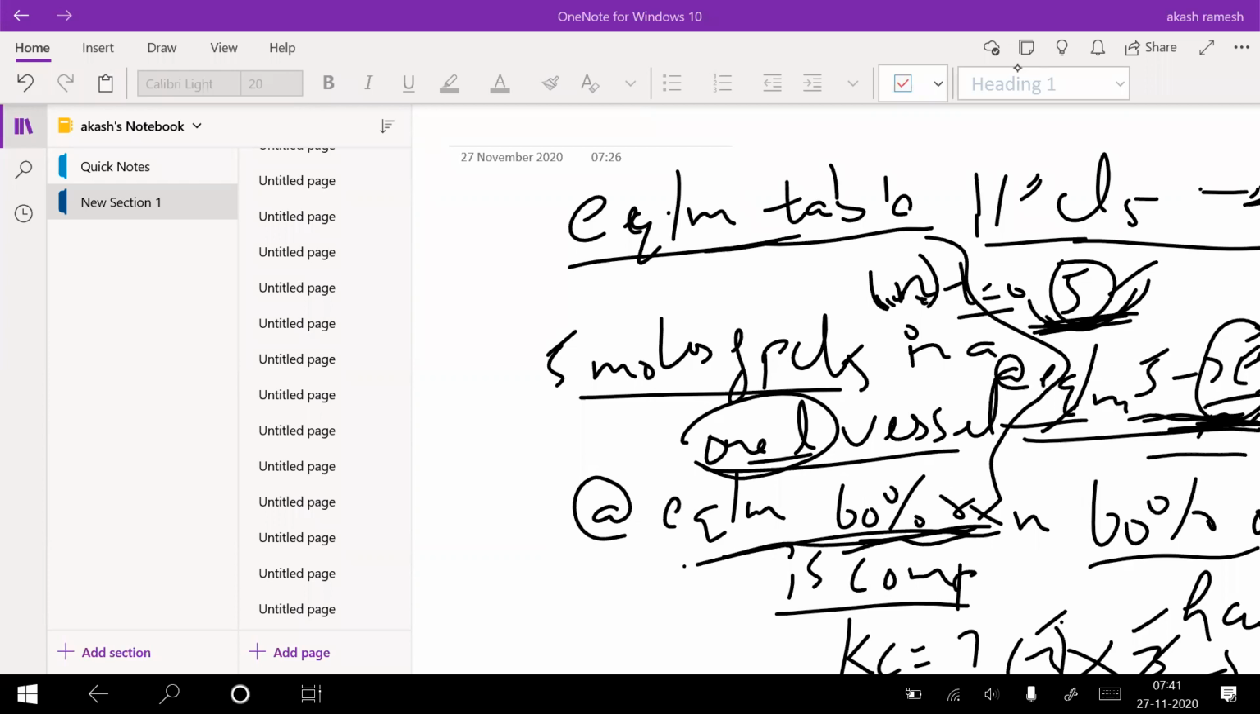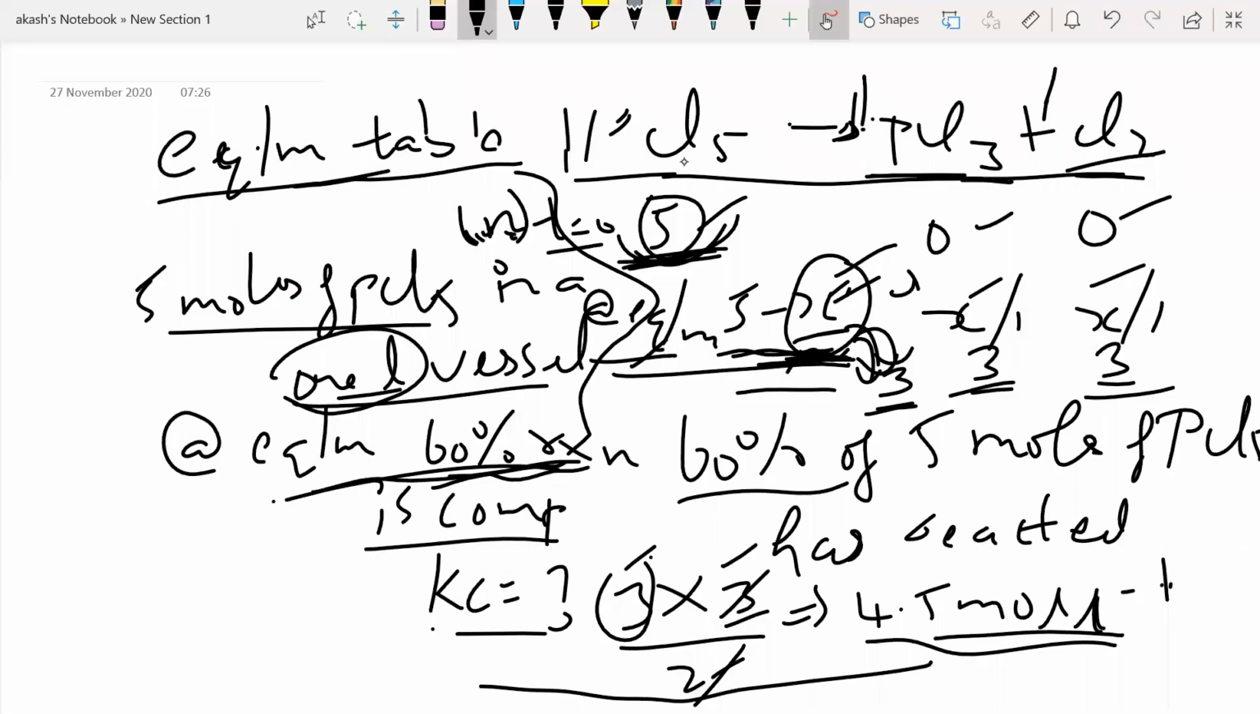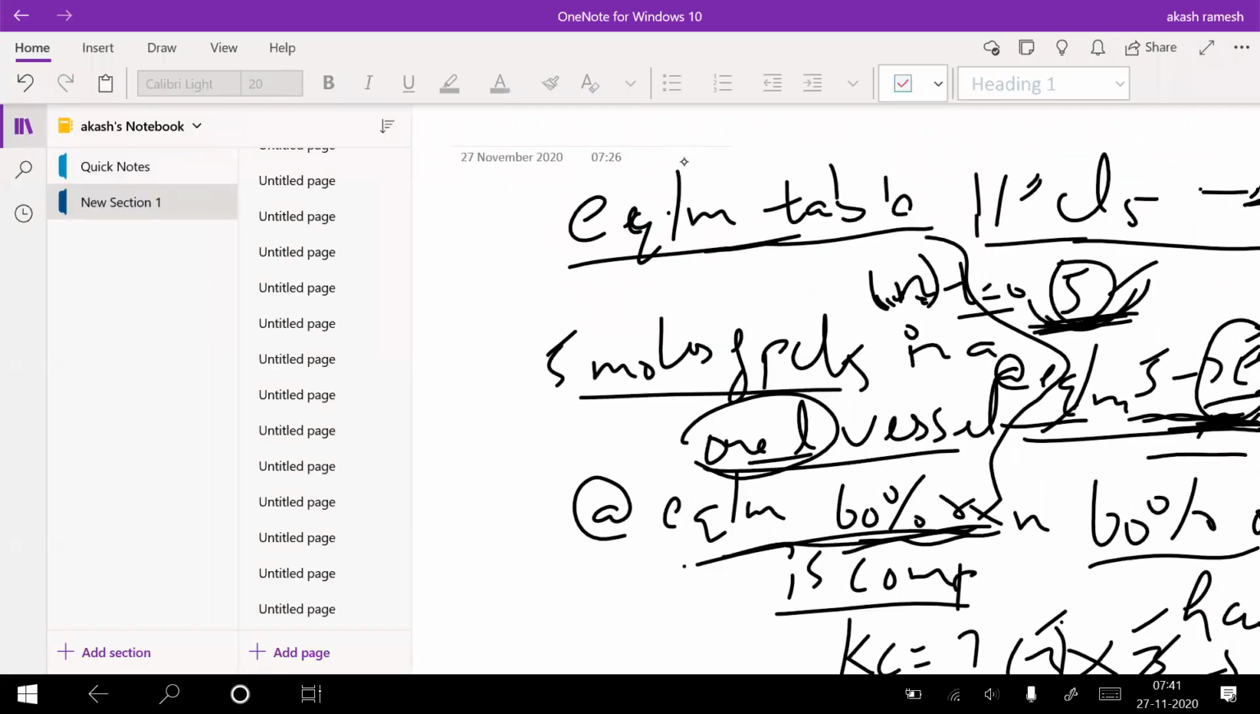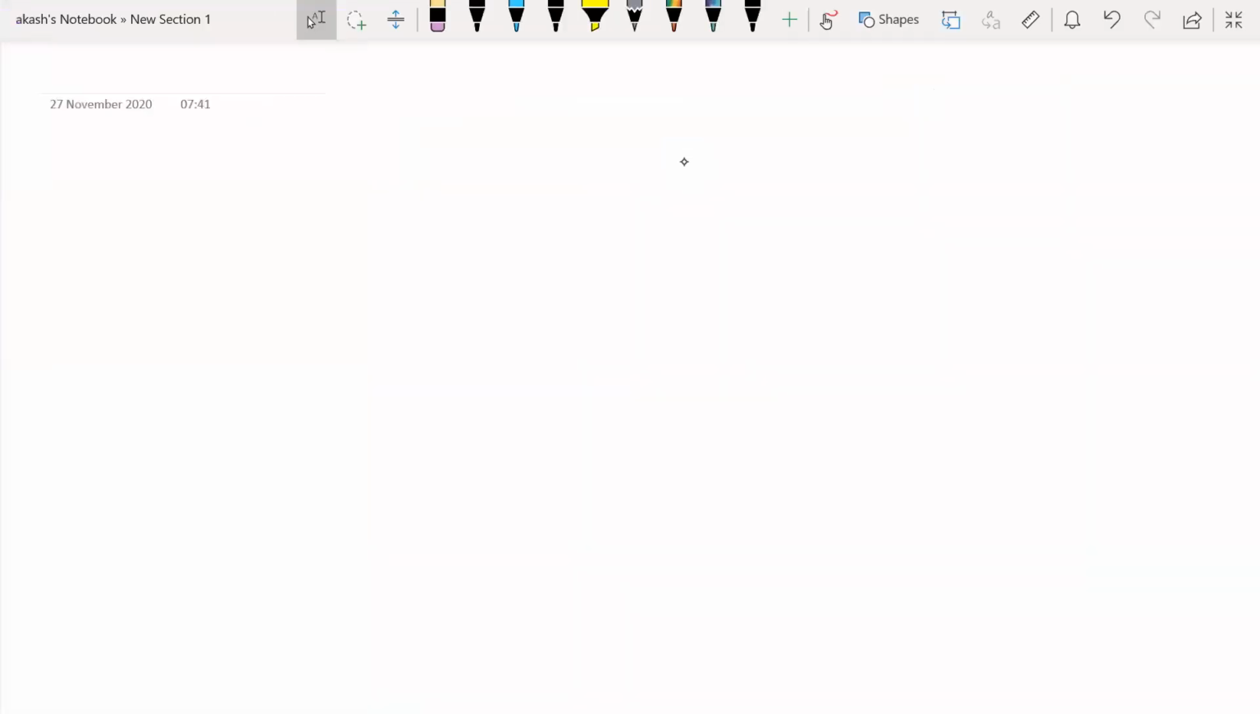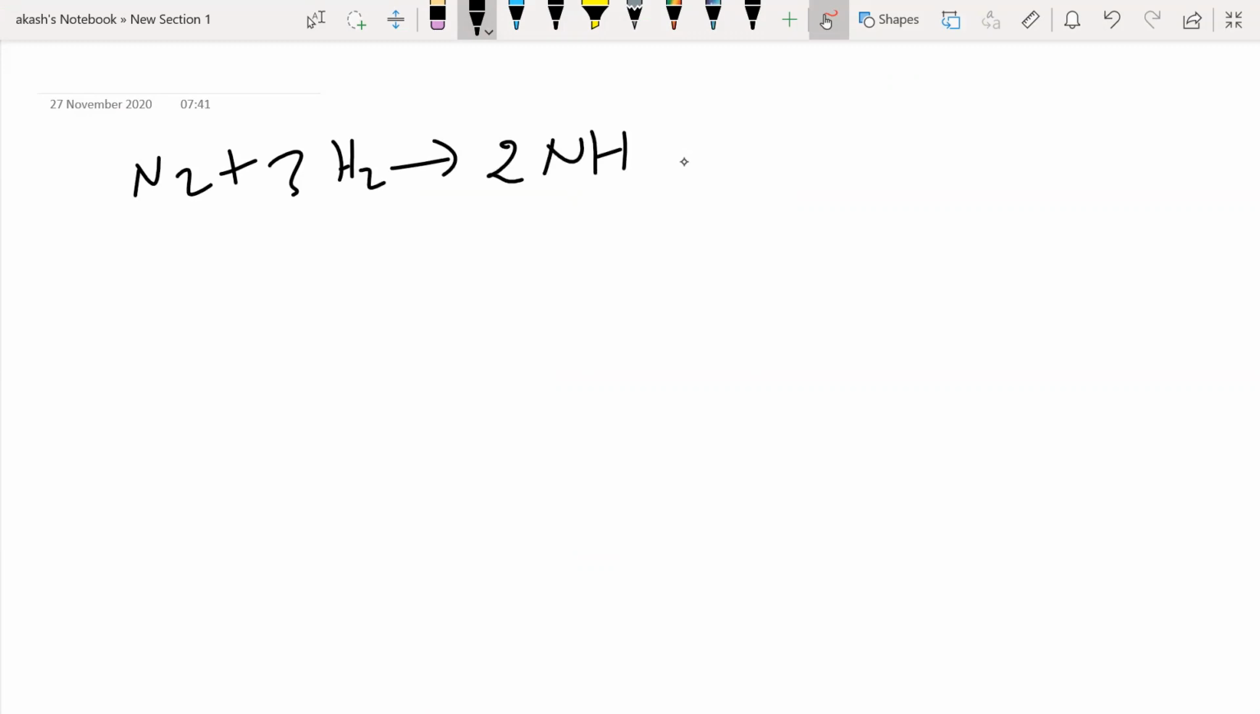Okay, fine. So I hope everybody understood, right? So now we will do some other example. Let me take another example. Say now I take this reaction. Now I have N2 plus 3H2 giving 2NH3. Okay, right?